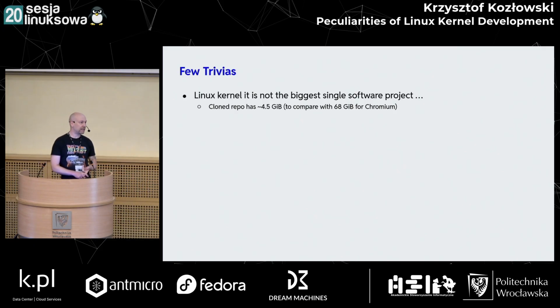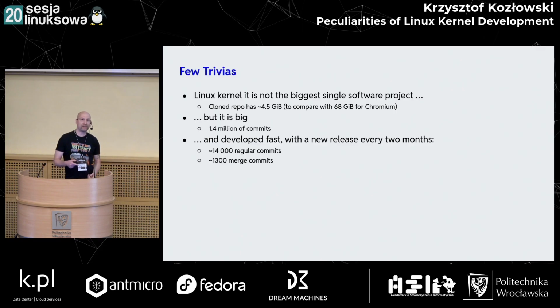Linux kernel is not the biggest open source project. If you just clone the repository, it will be around 5 gigabytes. If you clone the Chromium project, you will have quite a bit more. However, both have a similar amount of commits. So both have around 1.4 million commits. That's quite big. And we are developing pretty fast.